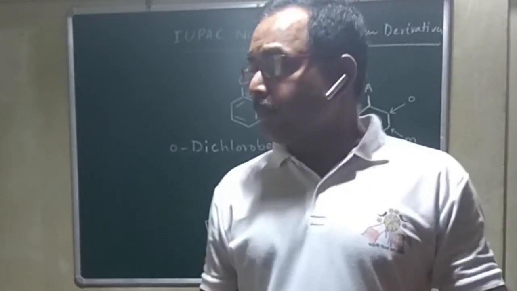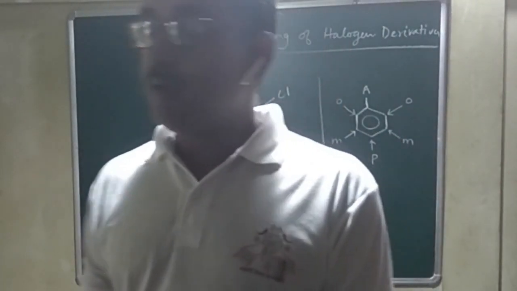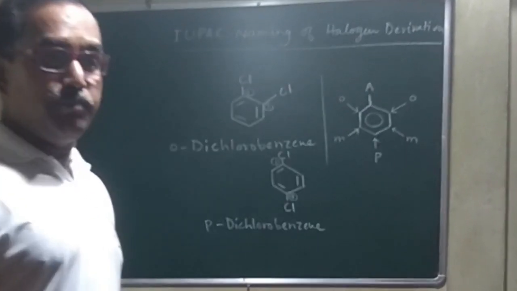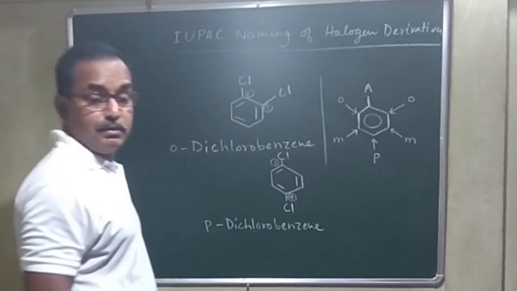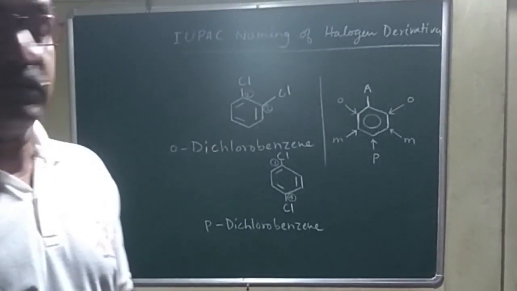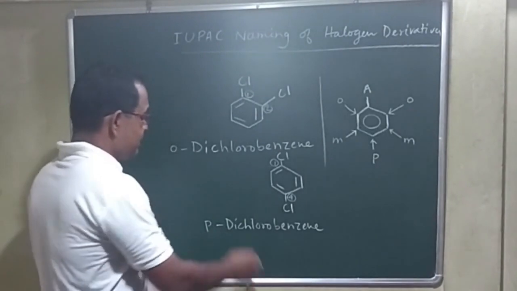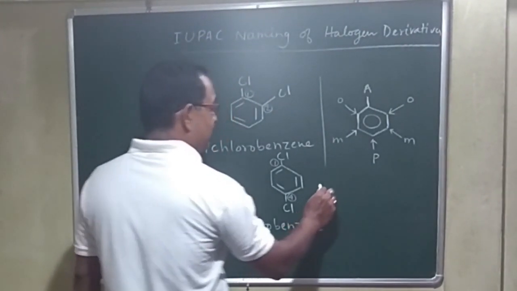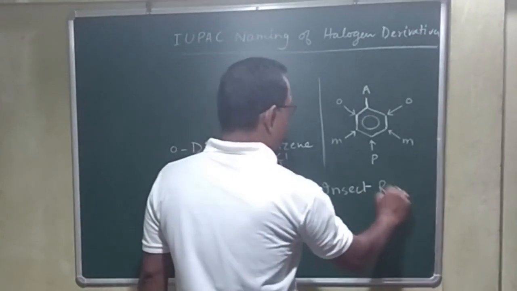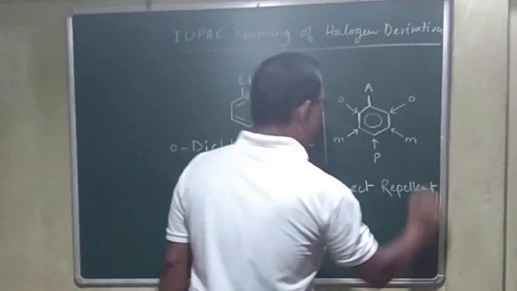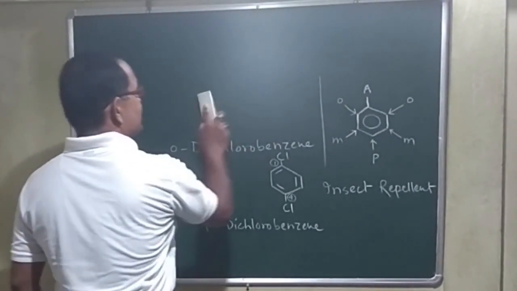You see, para-dichlorobenzene is a solid compound which is highly volatile. It is a compound with a pleasant flavor, but it has a property called insect repelling property. Para-dichlorobenzene can repel different types of insects. So it is frequently used as an insect repellent.